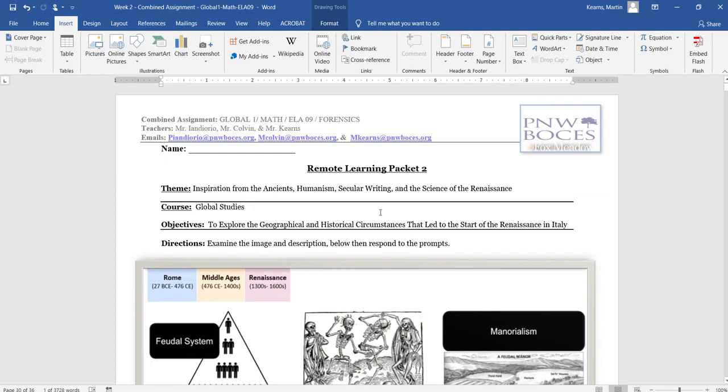I am here to detail and read the text from the remote learning packet number 2 for Global 1, Math, ELA09, and Forensics. This week we've added Forensics to it, okay?